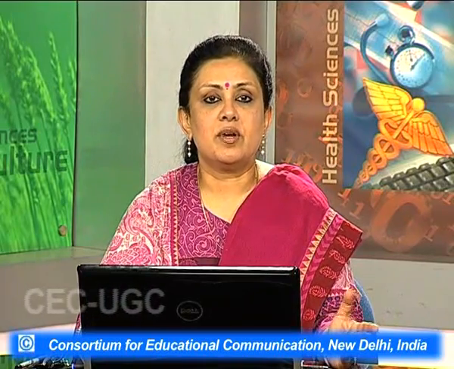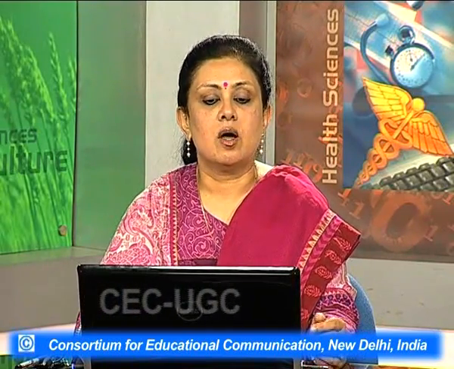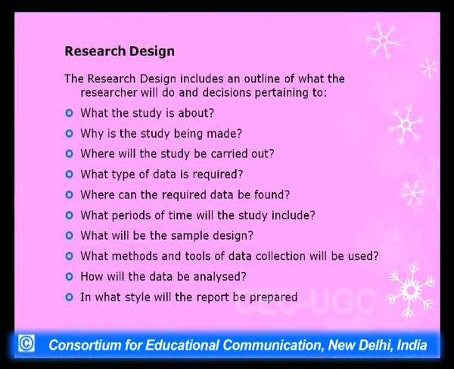If I just wish to very briefly capture what all is included in a research design, then a research design will include things like, number one, what is this study all about? Or what is this research about? Why is this research being undertaken? Which is the scope of the study? Where will the research work be undertaken? What type of data is required? Where can this data be found? What periods of time will the study include? What will be the sample design?